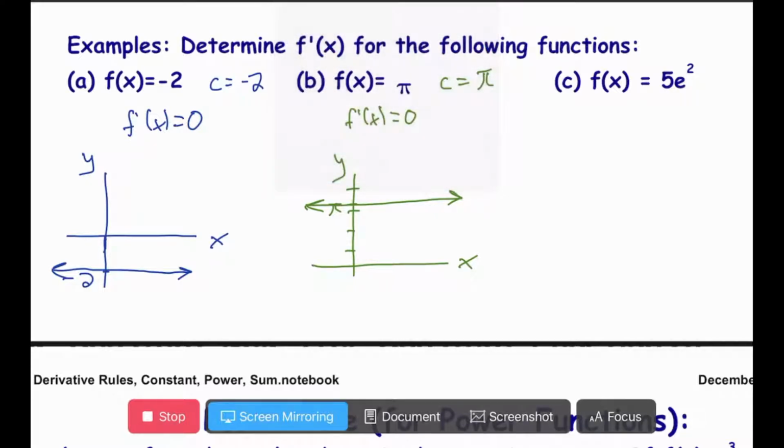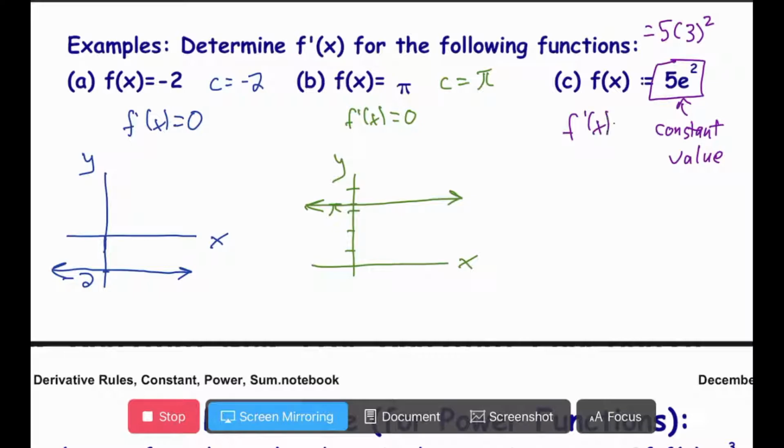And finally, f of x equals 5e squared. Well, remember, e is just a number, and 5 is just a number. So this is just going to have the same value everywhere. So this is still a constant value. So it's just like, imagine we were looking at 5 times 3 squared, which would be a similar looking graph. That's just going to be the same number all the time. And remember, e is just a number, so this will also just have a constant value.